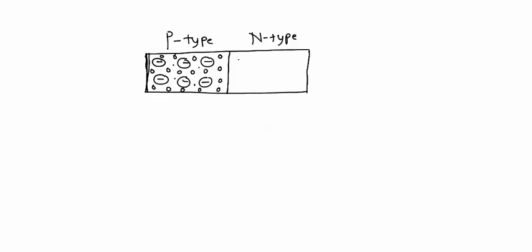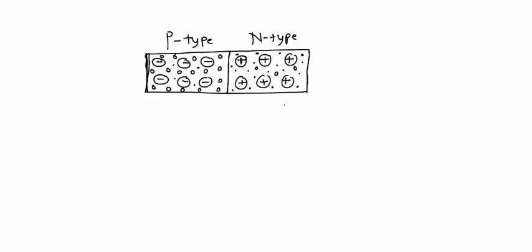In N-type semiconductor, in the representation, we already saw that there are positive ions, and the majority charge carriers are electrons. With these electrons, there will be some holes also. So we can say that the electron concentration in N-type semiconductor is far greater than the electron concentration in P-type semiconductor.